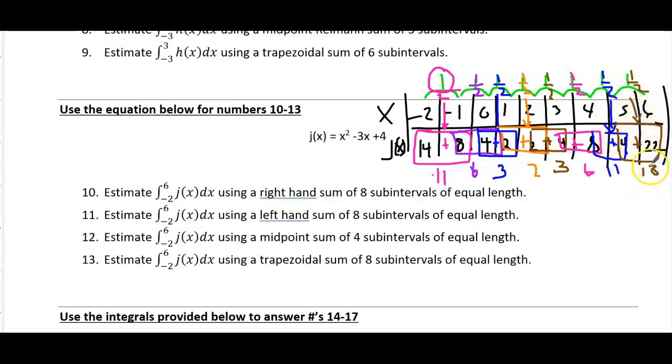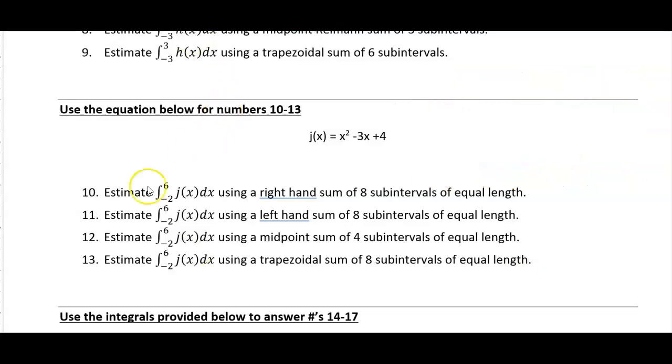And once you've got all your trapezoids figured out, you're just going to add all of these 8 numbers together, and that will give you the area under the curve, or the estimate of this integral by use of a trapezoidal sum. And if I'm doing my adding right, I get 60. All right.